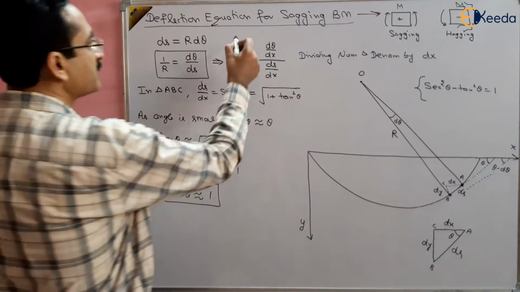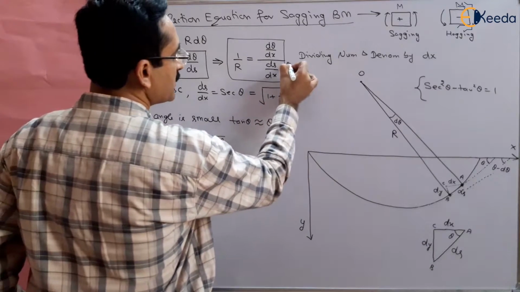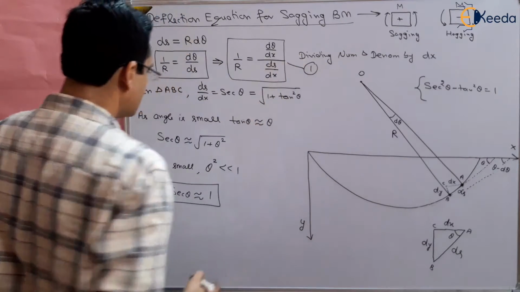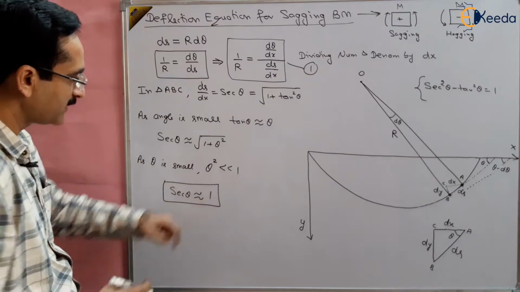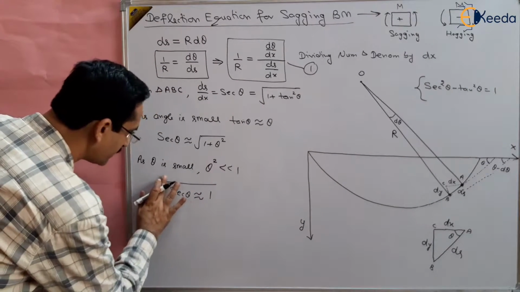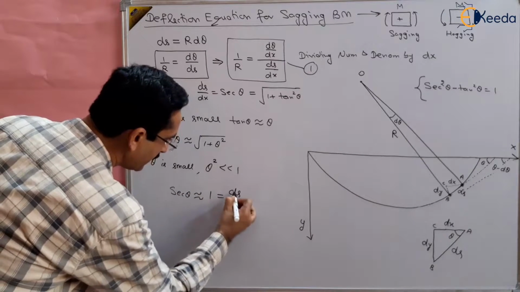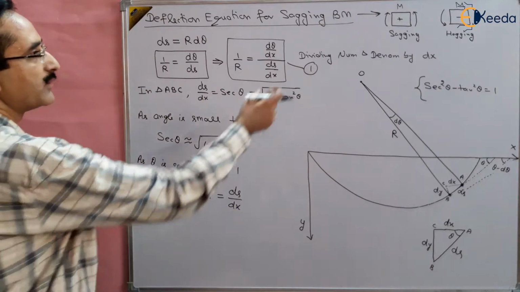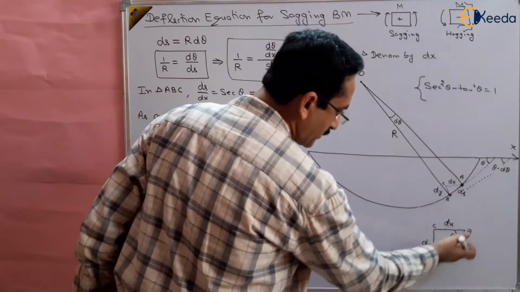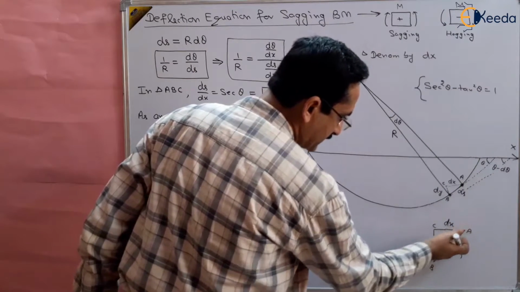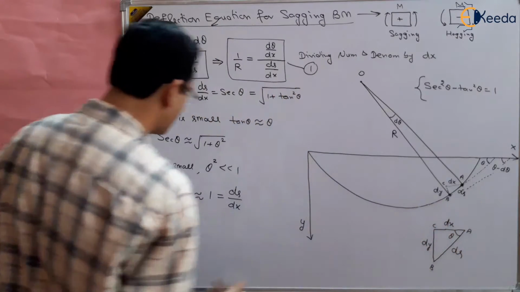So in equation number 1, ds by dx, which is secant theta, can be written as 1. So the value of ds by dx is nearly equal to 1, because ds is nearly equal to dx. I am showing a large angle here, but actually it is a very small angle, so ds by dx is nearly equal to 1, right?